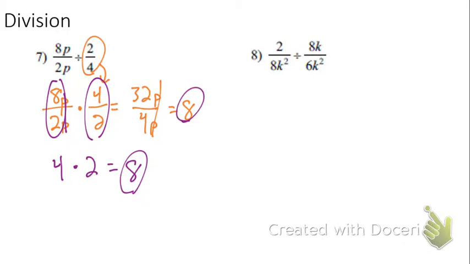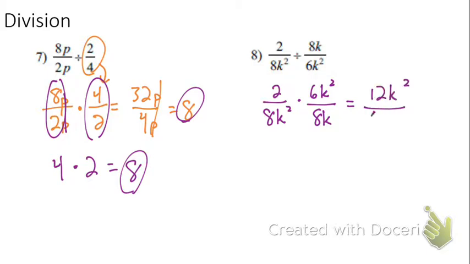Now, starting number 8, I start by flipping first. I'm not simplifying anything yet. You always start by flipping. So the 6k squared goes up top, the 8k goes on bottom. Then I'm just going to go ahead and multiply this out. So I get 12k squared over 64k to the third.